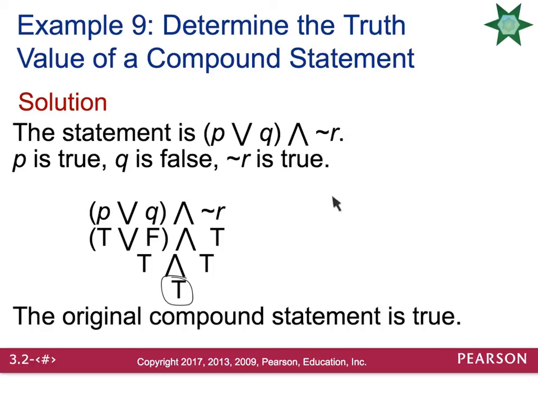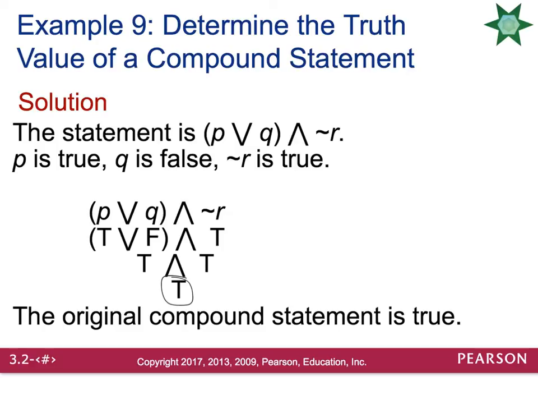Okay. So the statement is P or Q, parentheses, and negation R. P is true, Q is false, negation R is true. So we translate that. We have true for P, or Q false, parentheses, and negation R is true. Okay. So we're going to do the parentheses first. True or false. Remember, just one of them has to be true for or, so true or false is true. And true. So we have true and true, which means both of them have to be true in order for the compound statement to be true, and true and true gives us a true. So we can say the original compound statement is true.